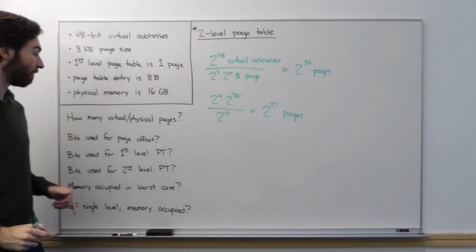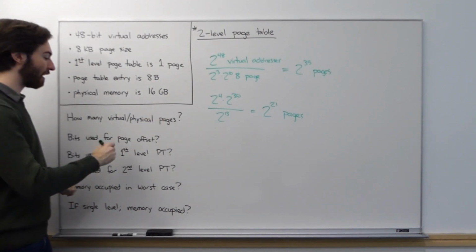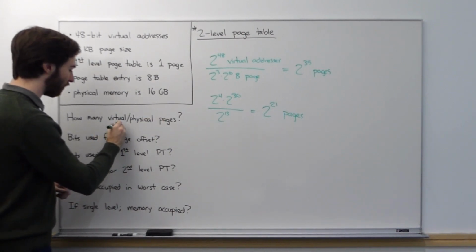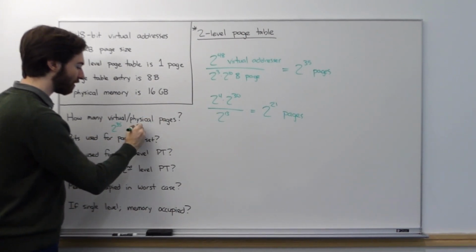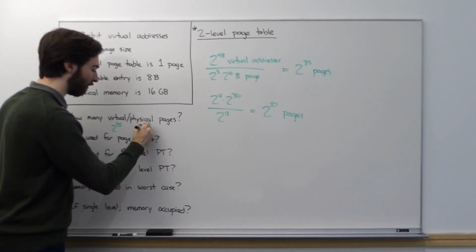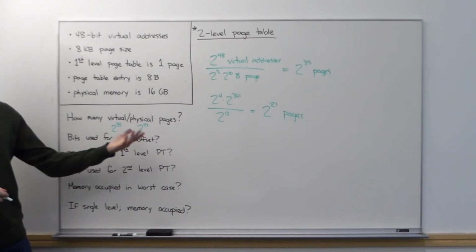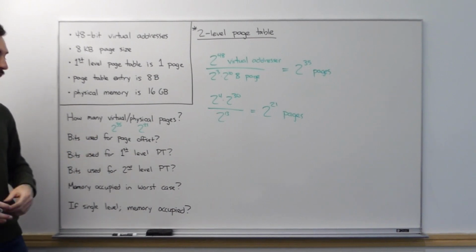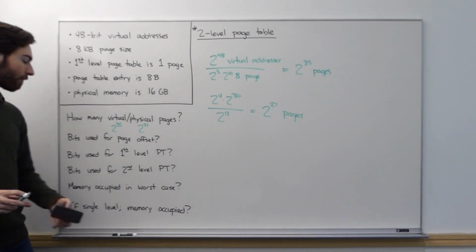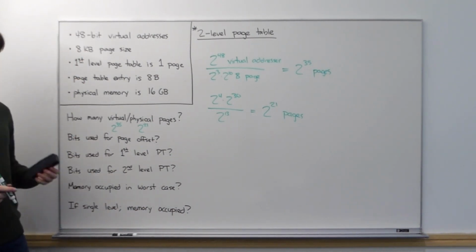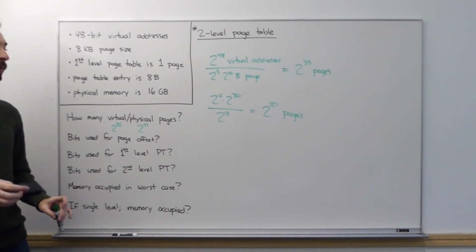in physical memory. So I'll just write these down here. We have 2 to the 35th virtual pages and 2 to the 21st physical pages. A lot fewer physical pages than we do have virtual pages. So now we want to figure out how many bits are used for the offset into a page.